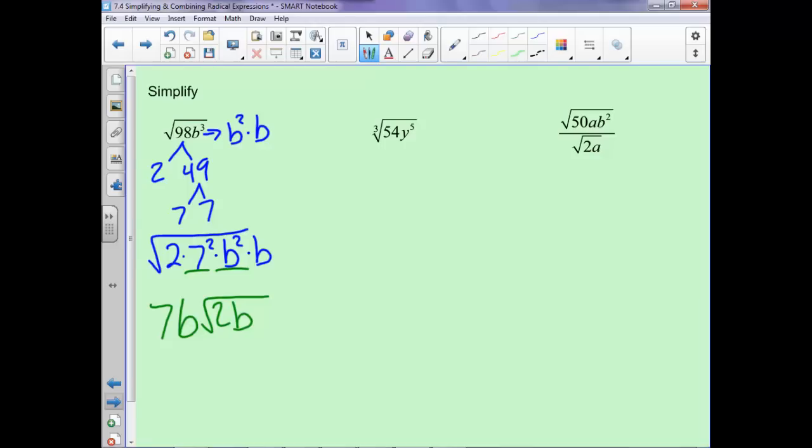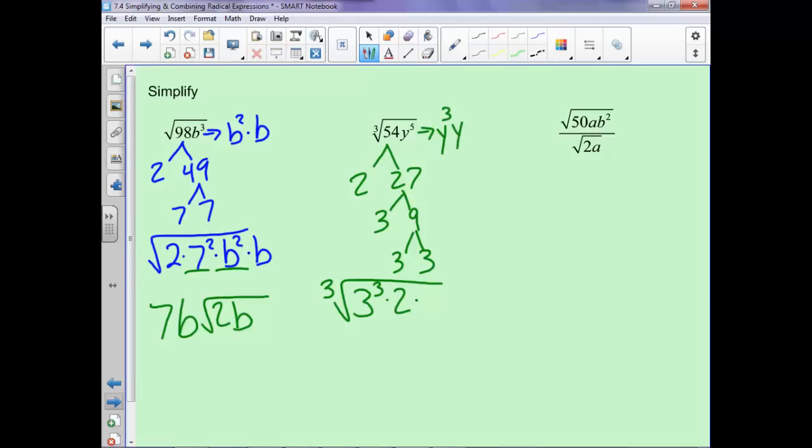On this next one, 54 can be 2 times 27. So we can rewrite this as, and it's a cube root, so we want cubes. And now this y to the 5th, we can write that as y cubed times y squared. And so we've got a cube here and a cube here. And we're left with a 2y squared still in our root.